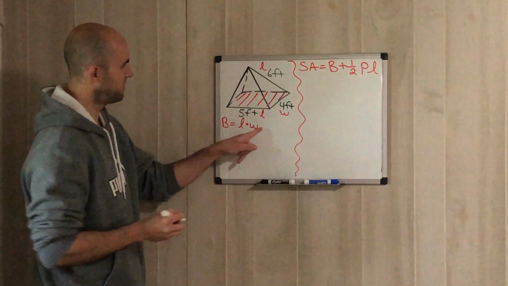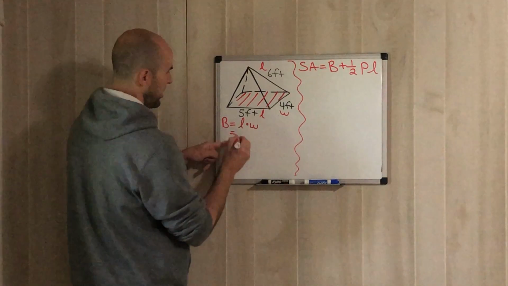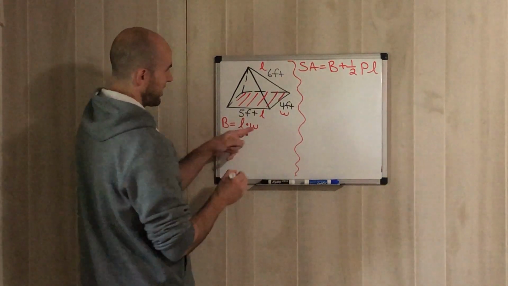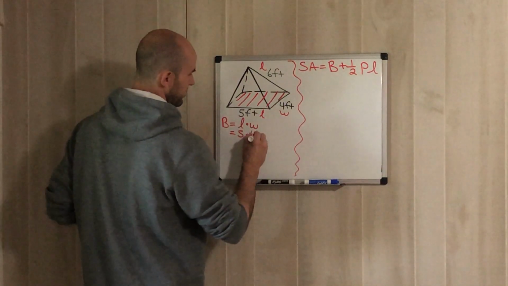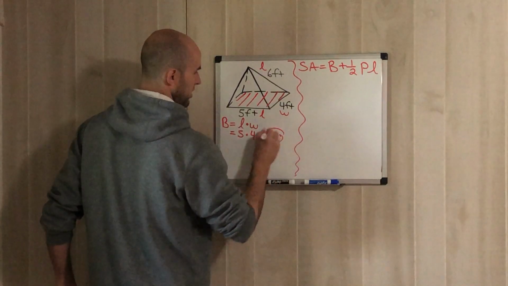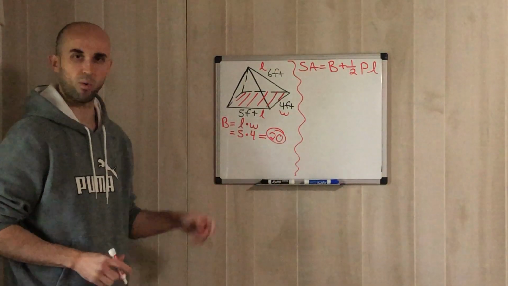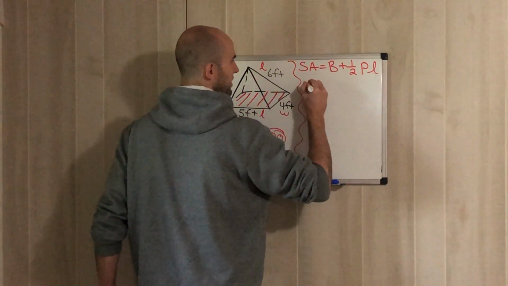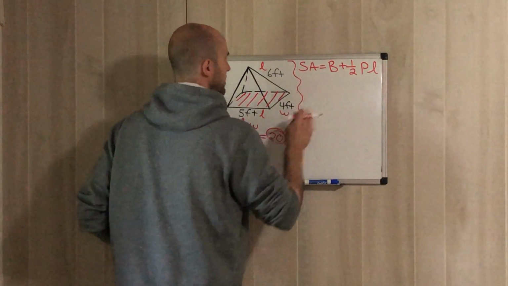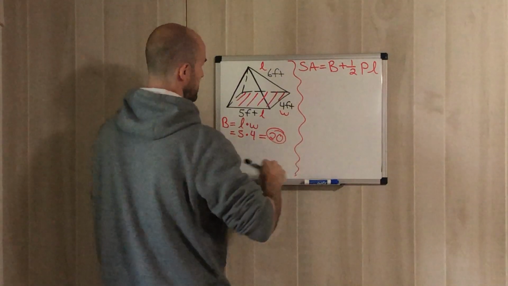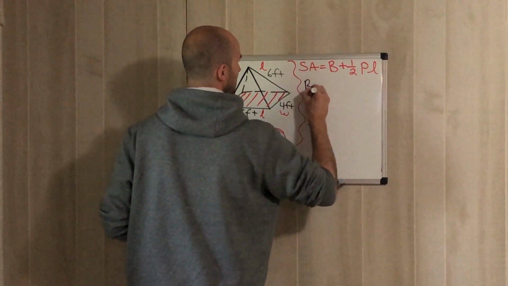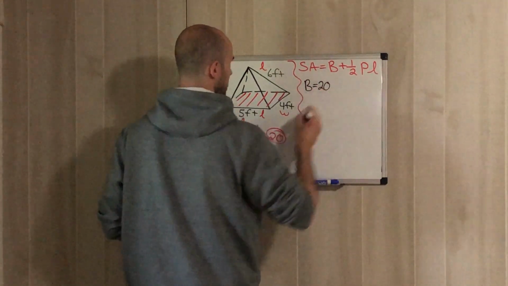So all we're going to do is just substitute, right? We know that the length is 5. We know that the width is 4. And we know that 5 times 4 is 20. So right now we know that the base is 20, right? I'll write it in a different color, just so it becomes easier to see. We know in this case that the base is 20, right?